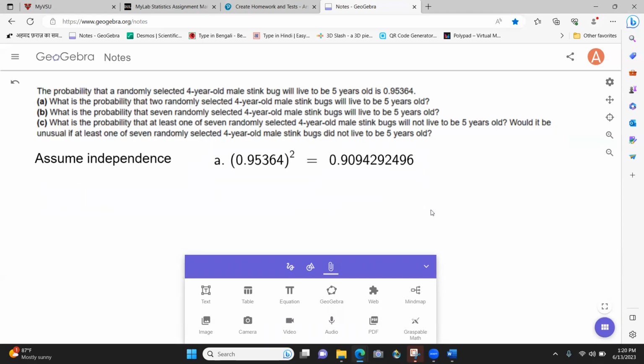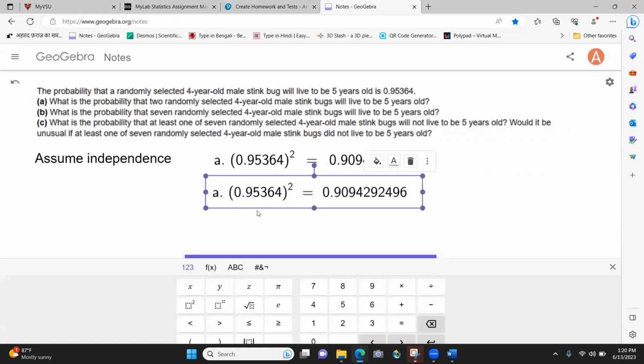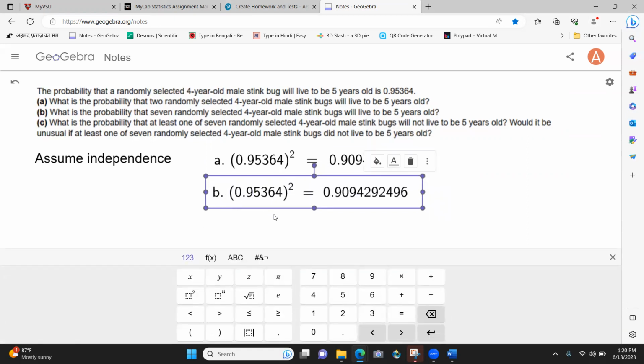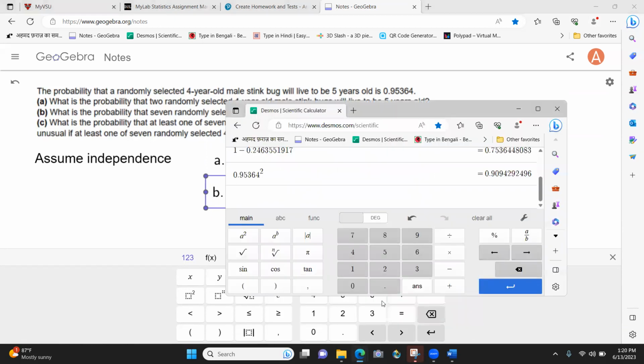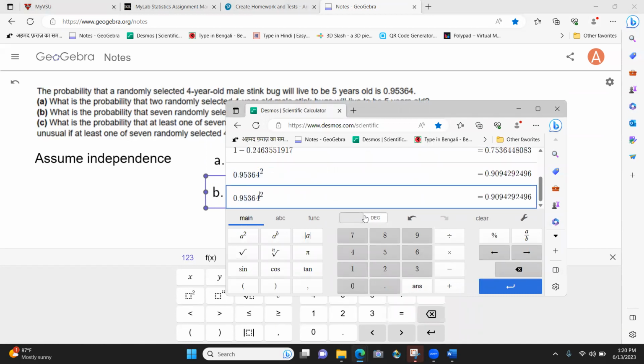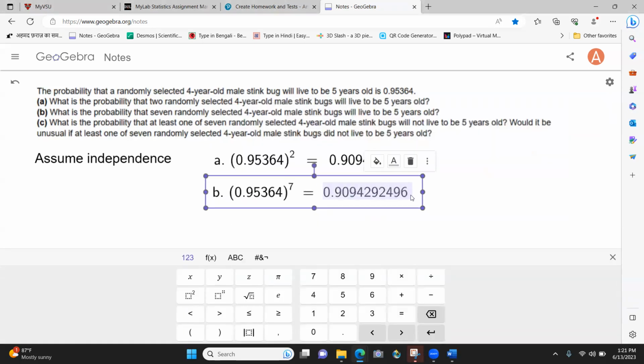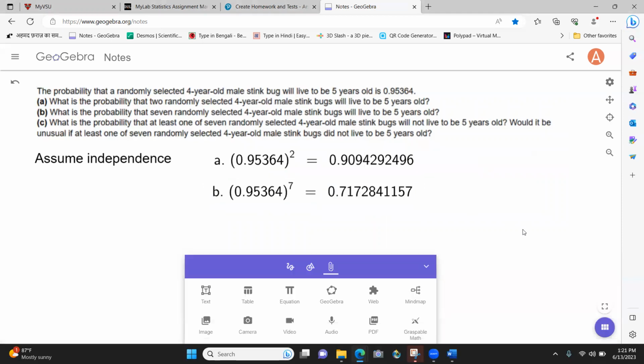All right. What's the probability that 7 randomly selected 4-year-old male stink bugs will live to 5? Well, very easy. First one survived, second one survived. These are all independent. I can just multiply them. And what do we get here? You take the same number, bring it down. This time I'm going to replace 2 with 7. And I got 0.71. Got it? Piece of cake.